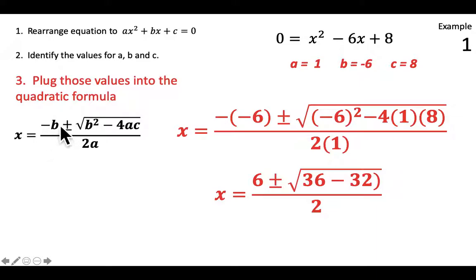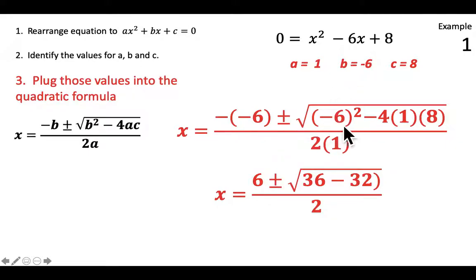But notice that I have a negative b here. Well, my value for b was negative 6, so I hold the negative sign outside of b and drop b inside. So this is going to be the opposite of negative 6, so when we simplify that, that turns into a positive 6. So be careful with things like that.